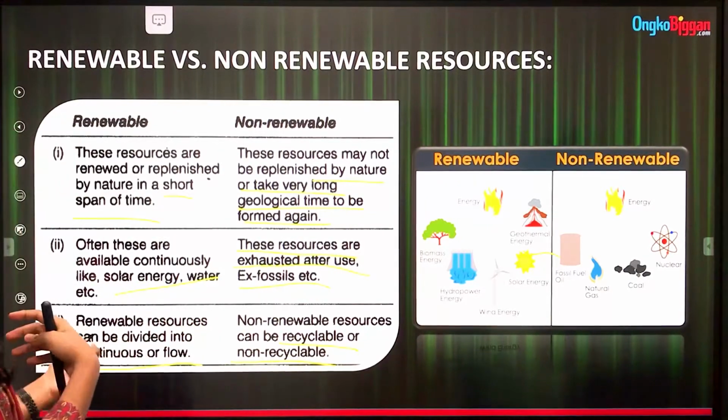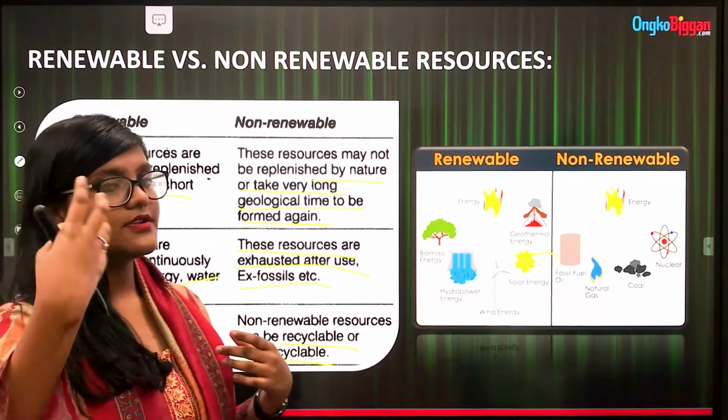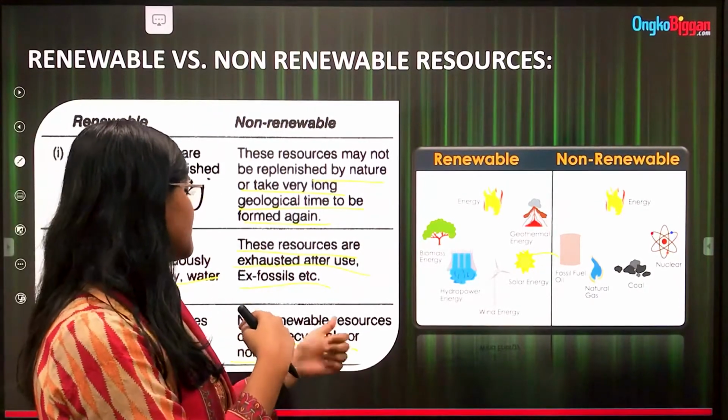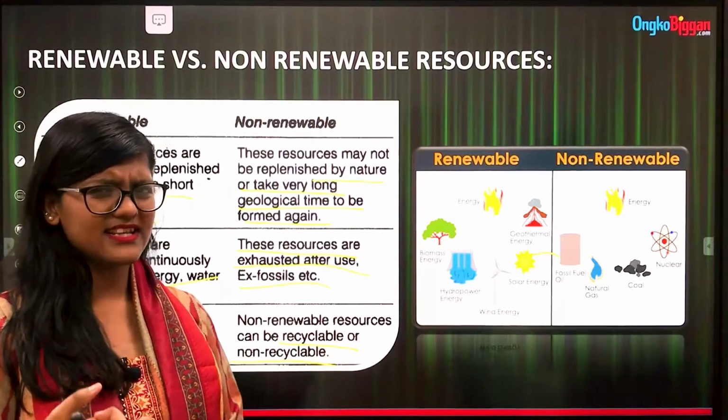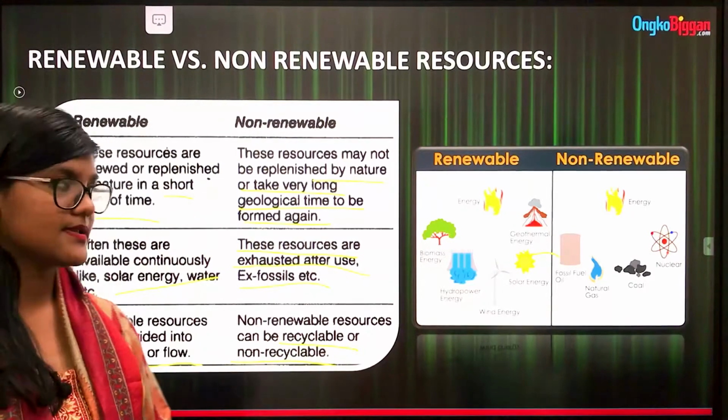So renewable resources can be divided into continuous or flow. That means in continuous flow we can get renewable sources, but non-renewable sources are mainly non-recyclable, though sometimes we can recycle non-renewable resources.